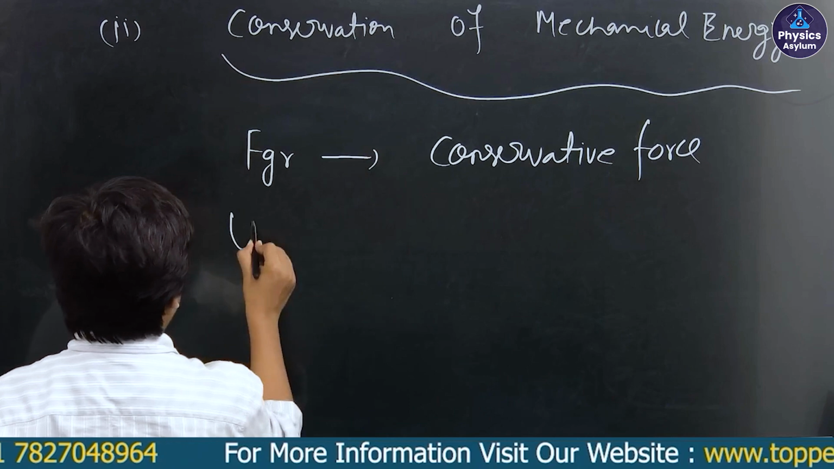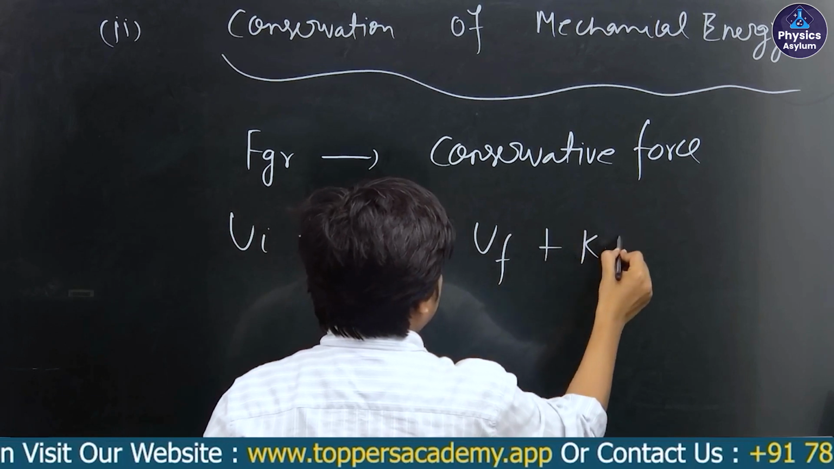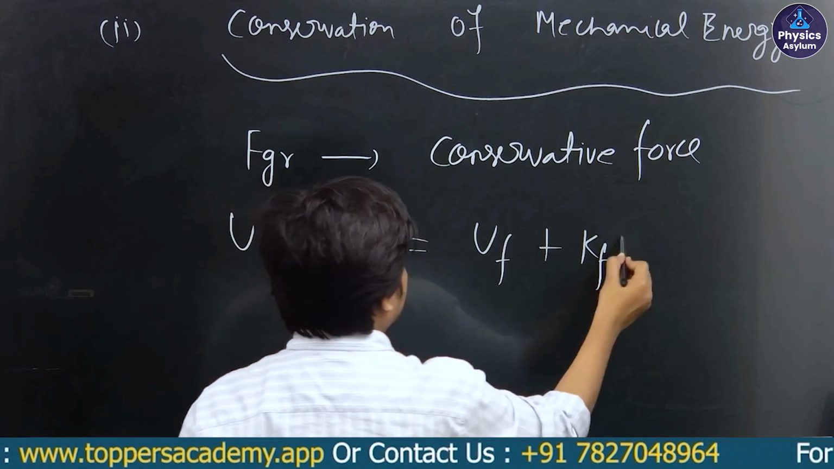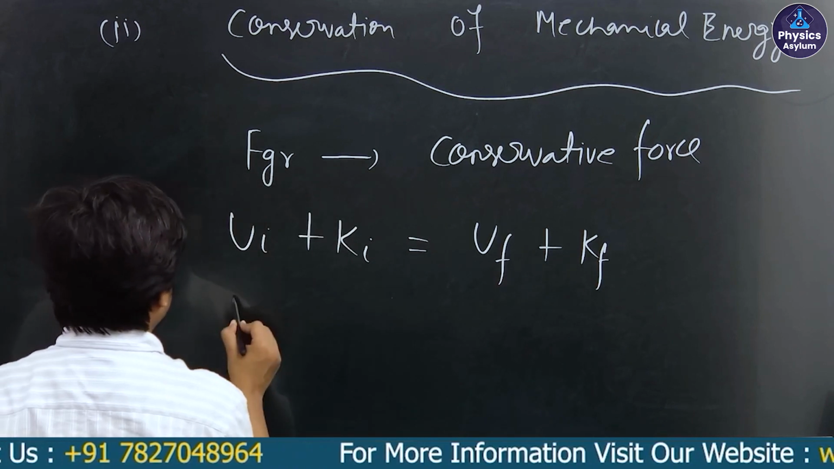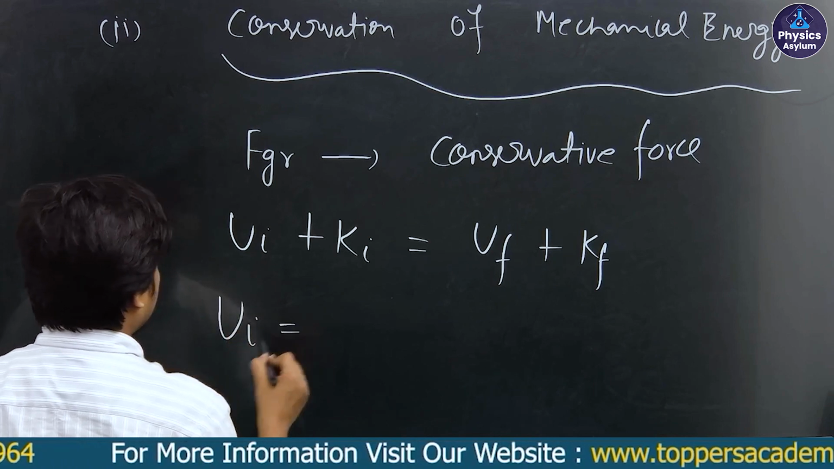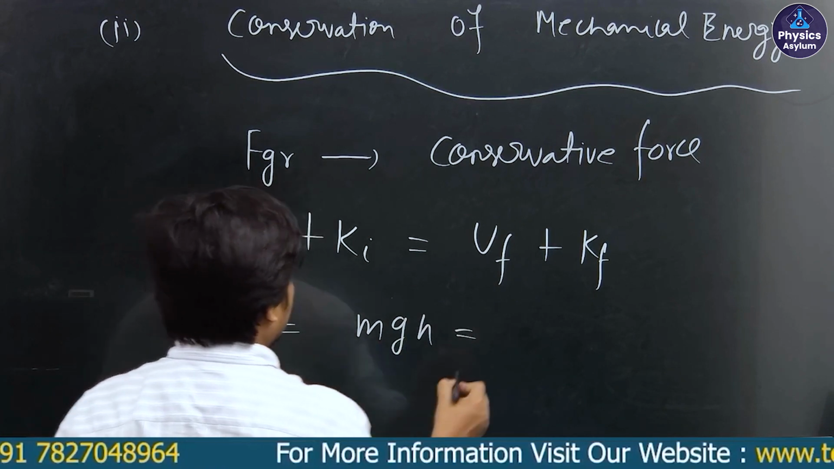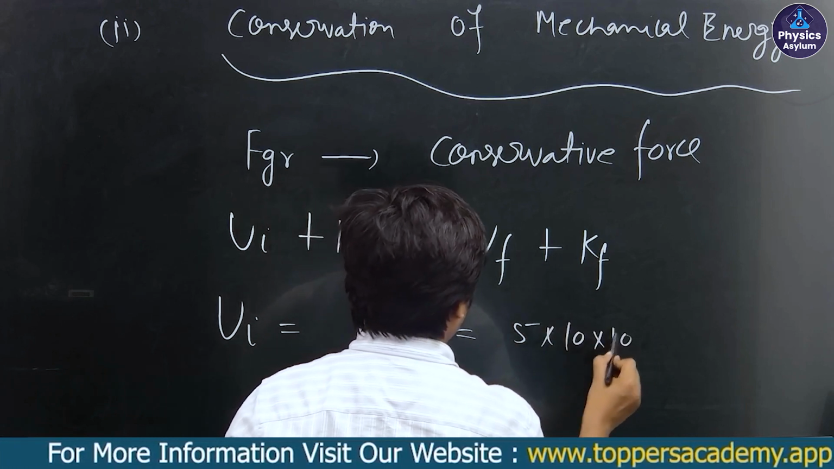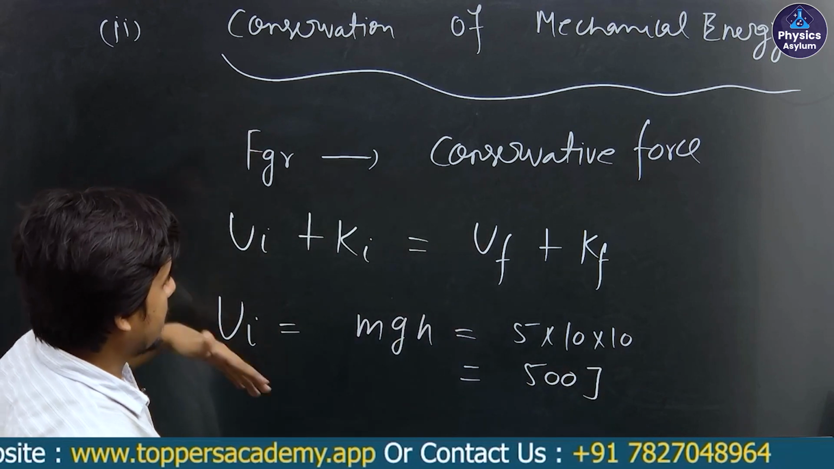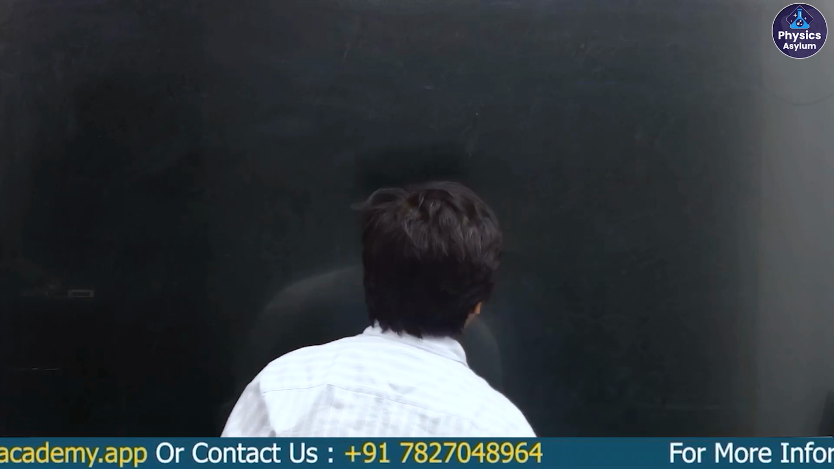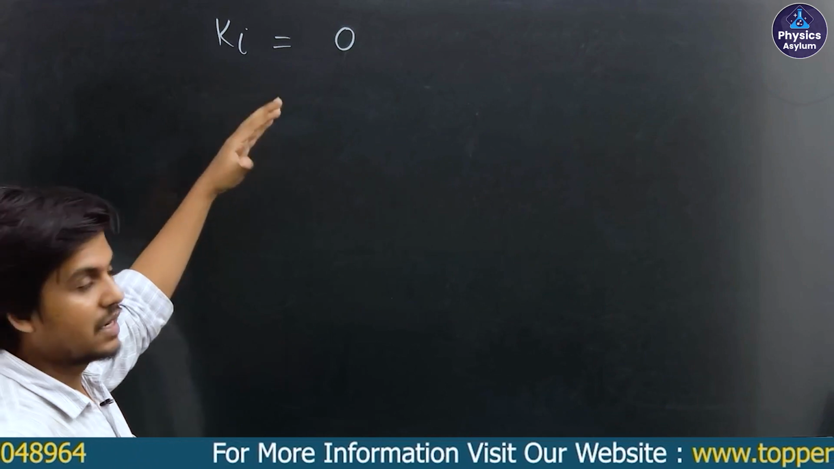Okay, so I can write that Ui plus Ki will be equal to Uf plus Kf. Here Ki is the initial kinetic energy and Kf is the final kinetic energy when the ball reaches the ground. What will be Ui? That will be mgh, as it is above the ground, equal to 5 into 10 into 10, that means 500 joule, right? That is the potential energy of the ball at the height from where it is falling. What will be the kinetic energy at that point? The initial kinetic energy of this ball will be 0 as it is falling from rest.